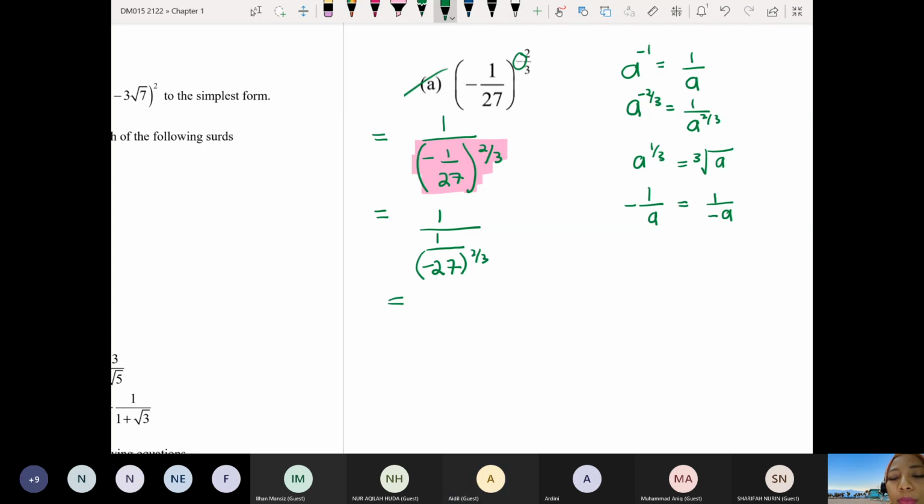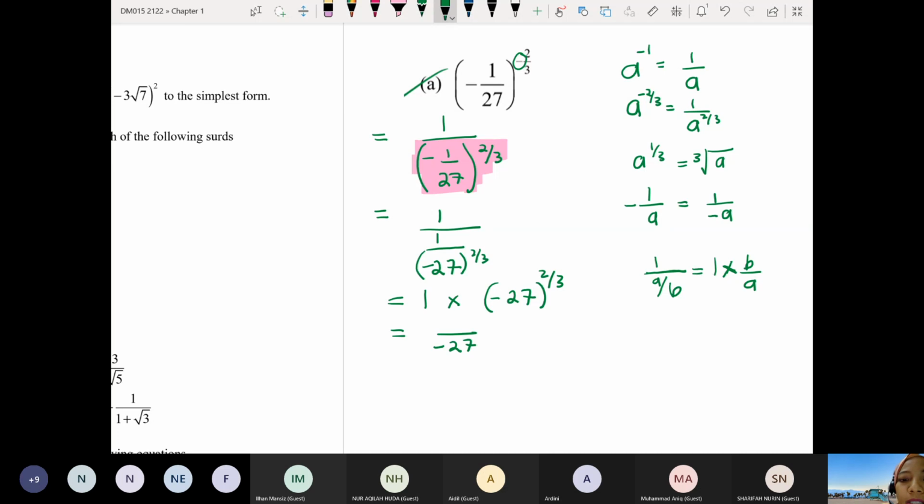Lagi kita ada properties. Kalaulah dia 1 over A over B, dia jadi apa? Dia adalah 1 times dengan apa sayang? Kalau bahagi ni cikgu nak tukar jadi darab, so dia akan jadi apa? Boleh bahagi tukar jadi darab dengan syarat kena swap. Terbalik. Kena terbalikkan. So jadi 1 darab dengan negative 27 2 over 3. Yang ni you nak pakai calculator boleh. You nak tunjuk jalan kerja pun boleh.